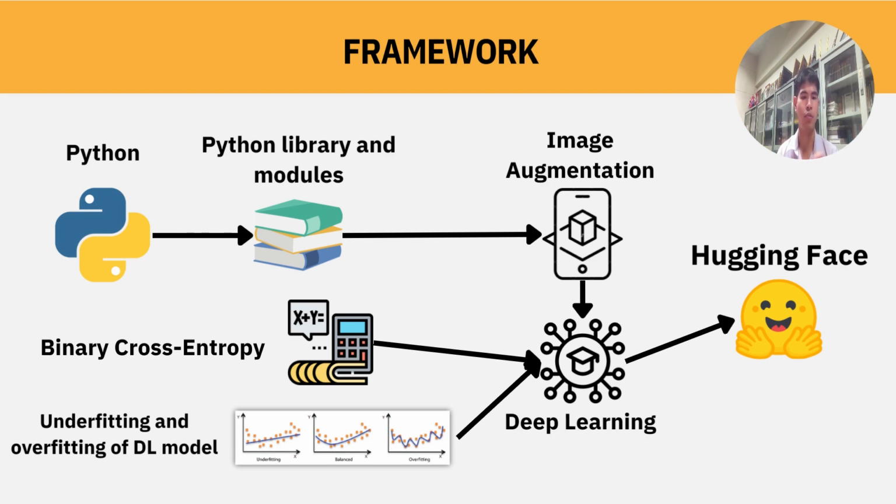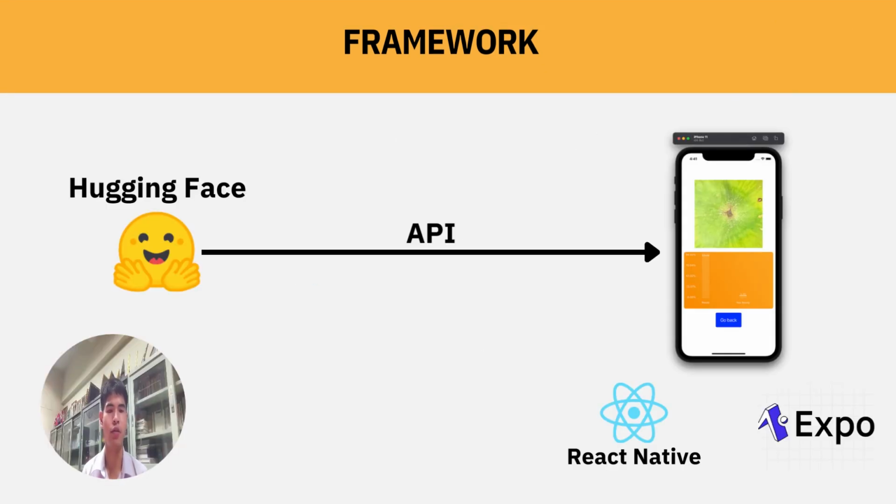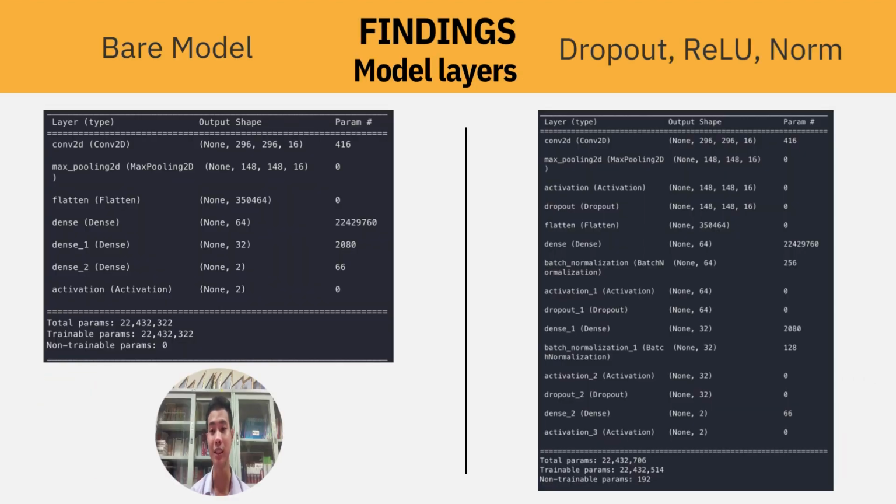So we will use three of these with deep learning to analyze the information, and then we will use Hugging Face to host our application. And then we will use an API to send the data to our phone, and our application is created by React Native and Expo. The next section is the findings.